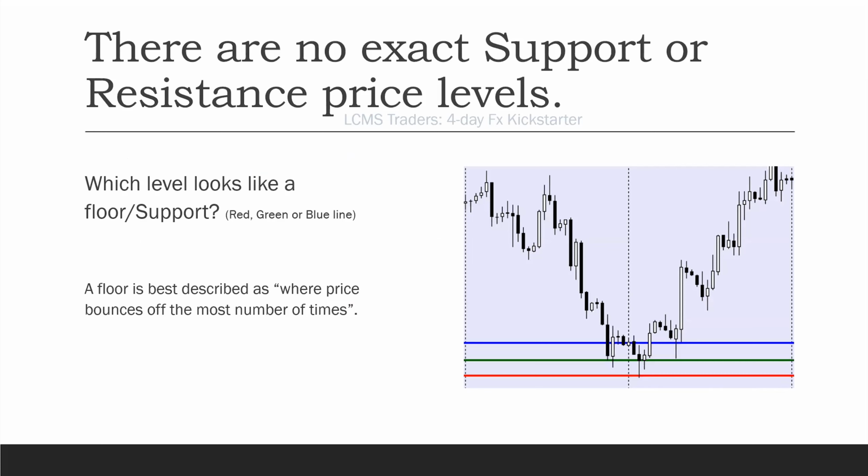At this point, which level looks like a floor or support to you? Is it the red line, the green line, or the blue line? A floor is how we describe where price would hit and bounce off, right? If you throw something on the floor, it's going to hit and bounce off. If you throw something at a roof, it's going to hit and bounce back down again. So which level looks like a floor to you? Red, green, or blue?